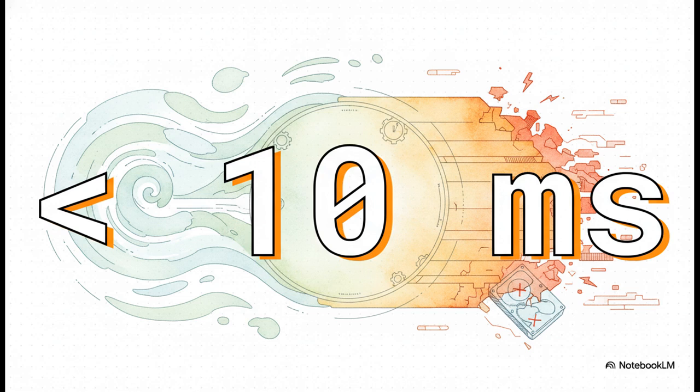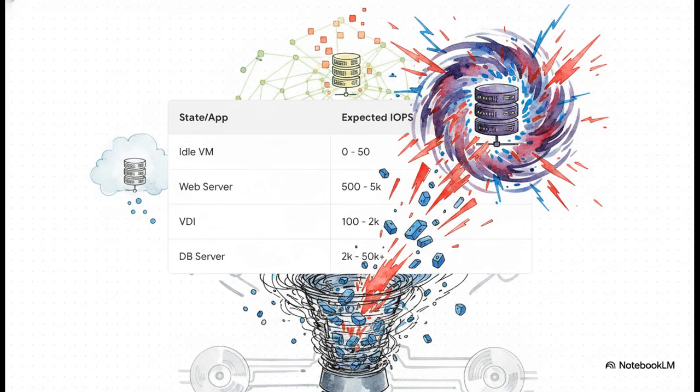And anything above 30 milliseconds? No way. That puts you in the critical danger zone. Application performance will noticeably degrade, and those support tickets are going to start flooding in for sure. But latency is really only half the story. The other half is IOPS, or input-output operations per second.